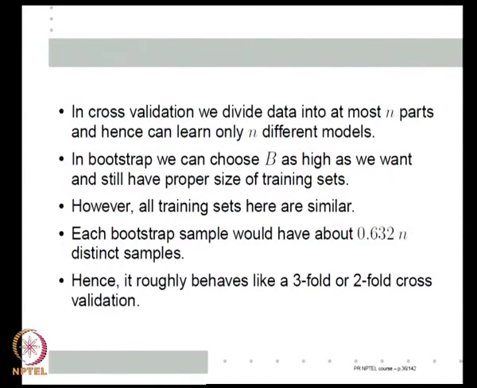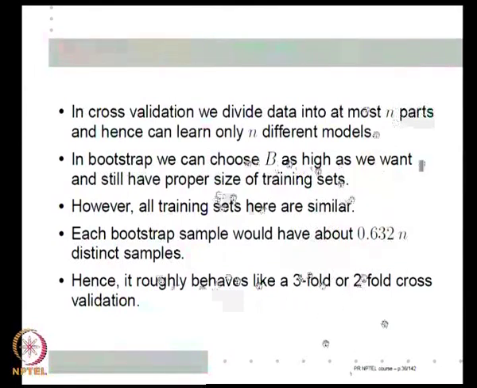It contains about 63% of the total number of samples. If I did 3-fold cross validation, each training data set will contain 66% of the original data. 2-fold cross validation contains 50%. So, essentially for the biases and so on, it will behave like this. But of course, because I am generating many bootstrap samples, it will not be just like 3-fold cross validation. The averaging because of B can give me a better estimate than 3-fold cross validation.